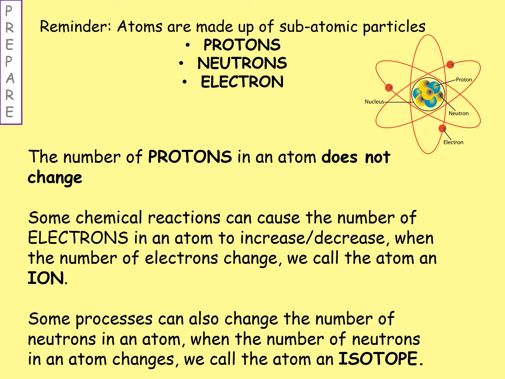Now, if you lost an electron in oxygen and the oxygen atom became an oxygen ion, and then you put another electron back in its place, so the number goes back to what it was originally, we can call it an oxygen atom again.